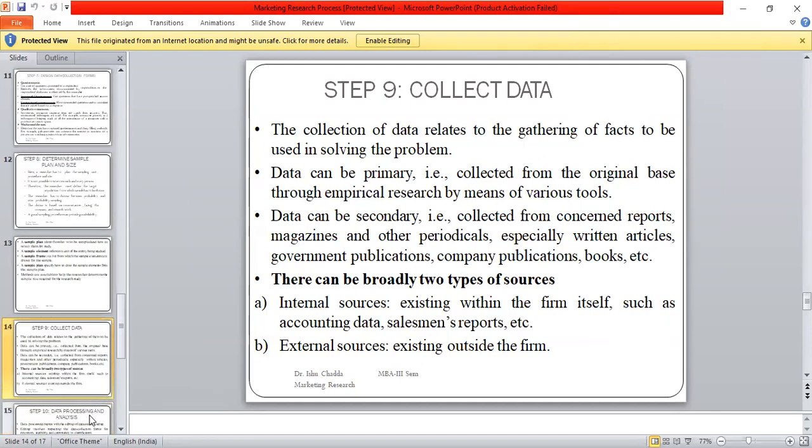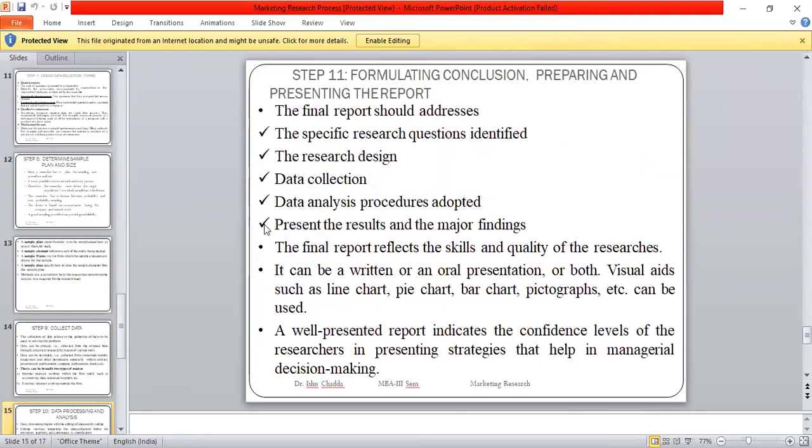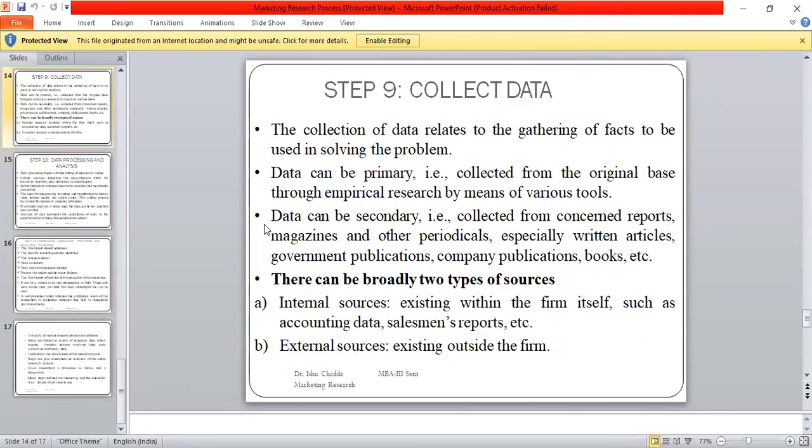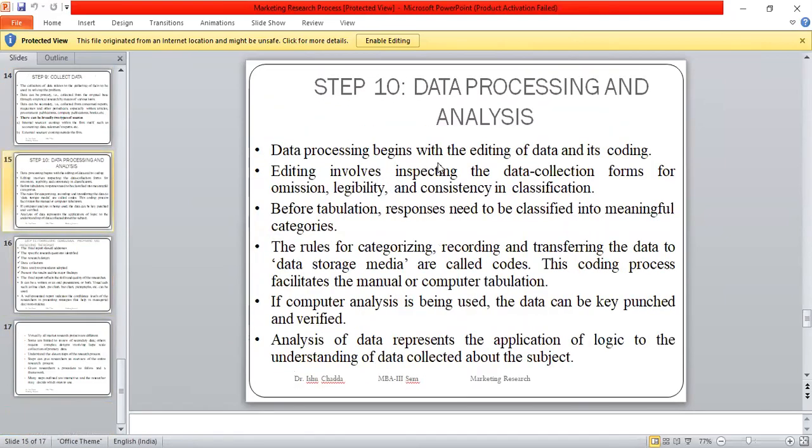The next step is data processing and analysis. Data processing begins when the editing of data is done, and when the coding of data is done.